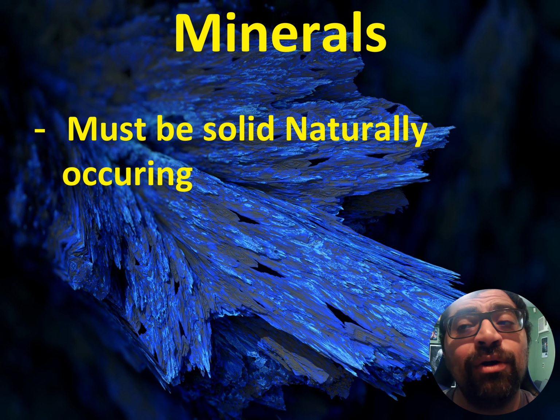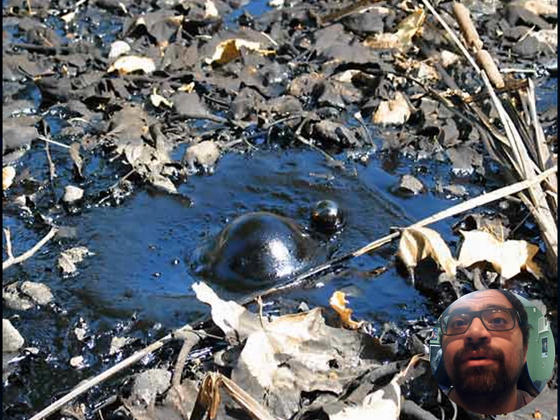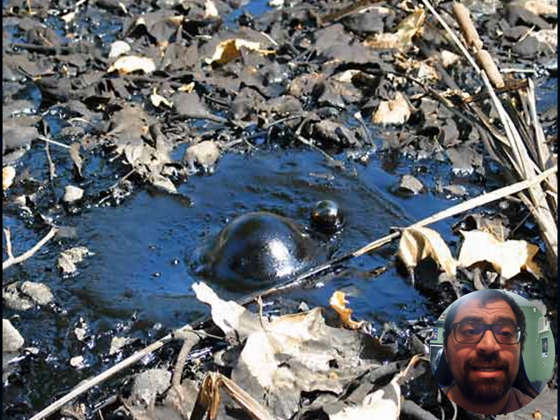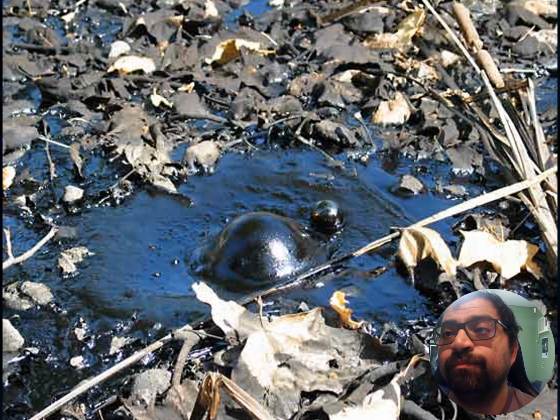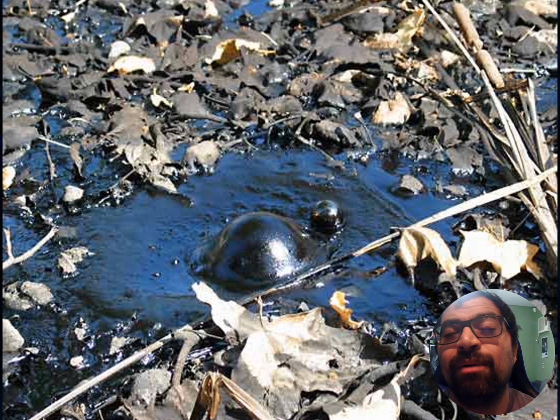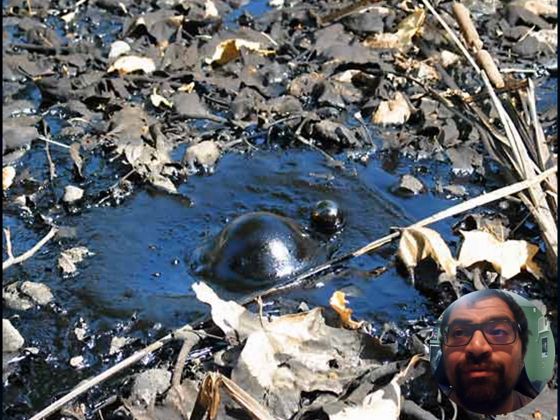It might be naturally occurring, but it might not necessarily be a mineral. For example, here we have possibly oil, maybe natural tar coming out of the ground. This is a natural substance. Oil, petroleum, tar, such as you'd see at the La Brea tar pits in Los Angeles, is naturally occurring. And while for economic purposes we may refer to it as a mineral resource, in terms of geology we would not refer to this as a mineral.